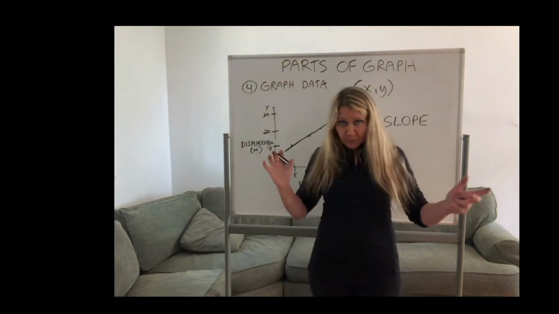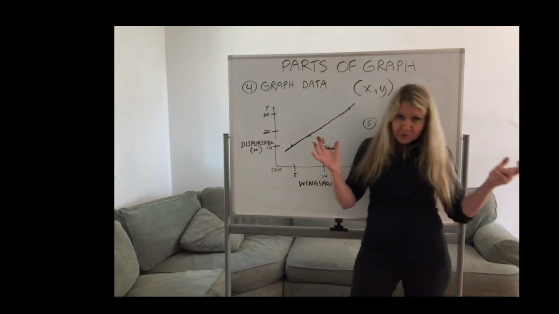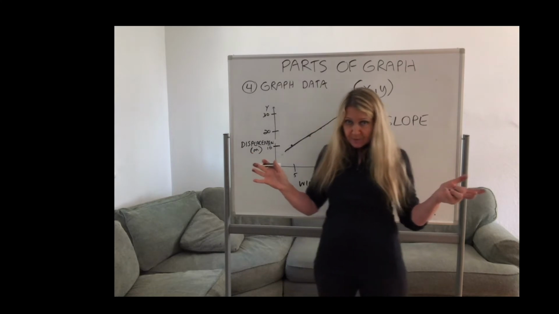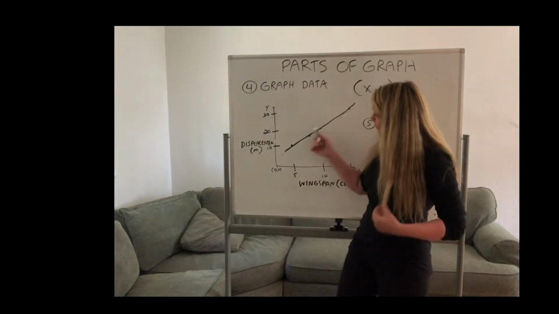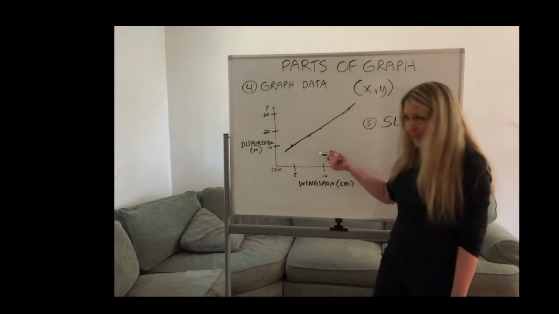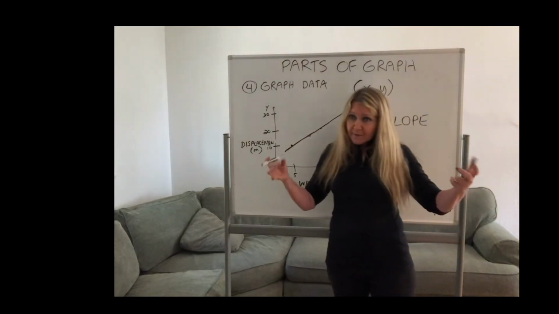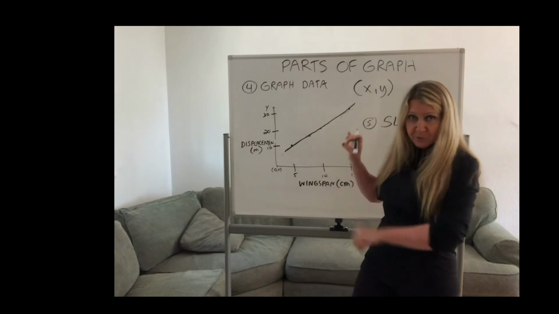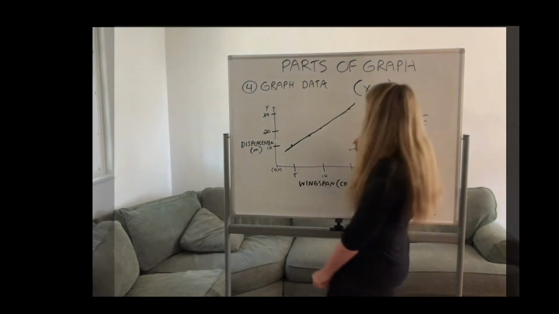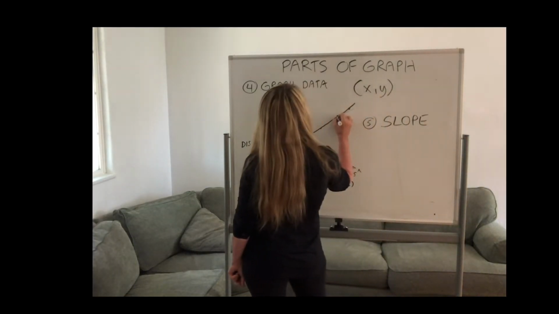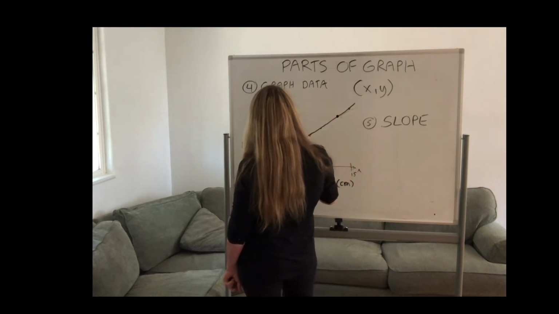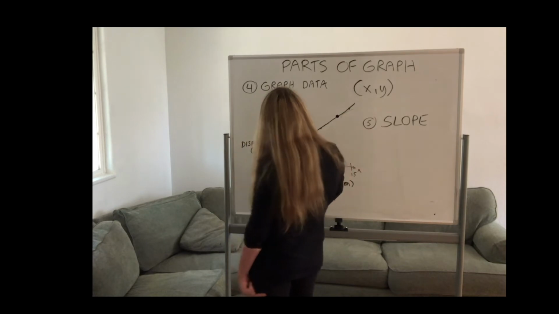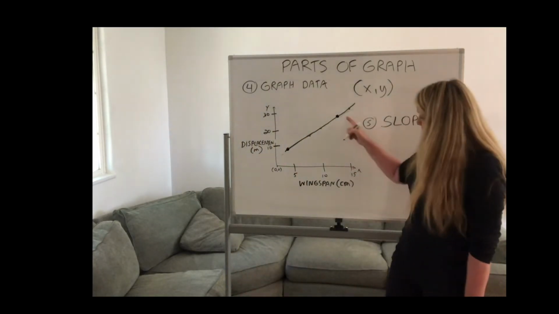Rise over run. In other words, it's the change in y over the change in x. The method is to find 2 points on the line. They don't have to be points that you actually plotted; they just have to be on the line. So let's say we pick this point, and I'm going to pick this point. So here we have 2 points on the line, one there, one there.